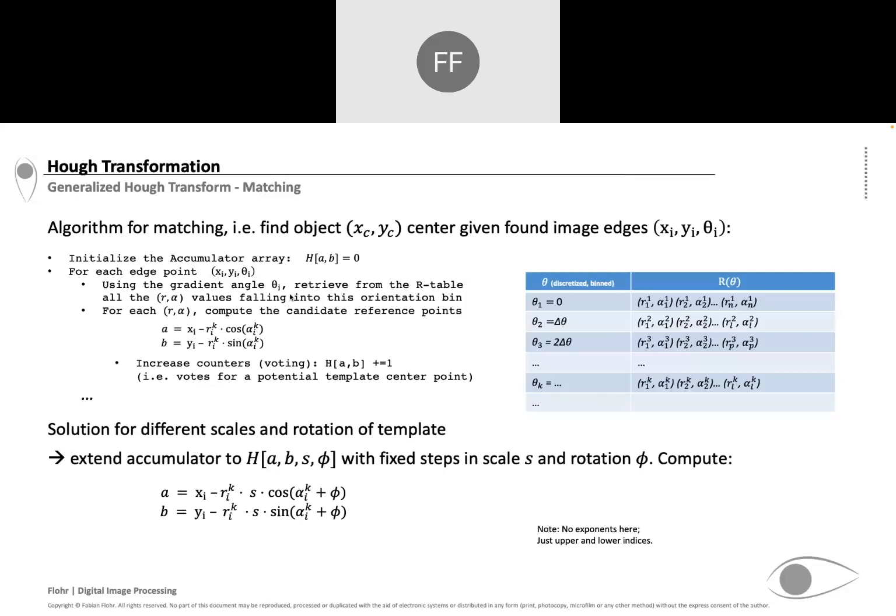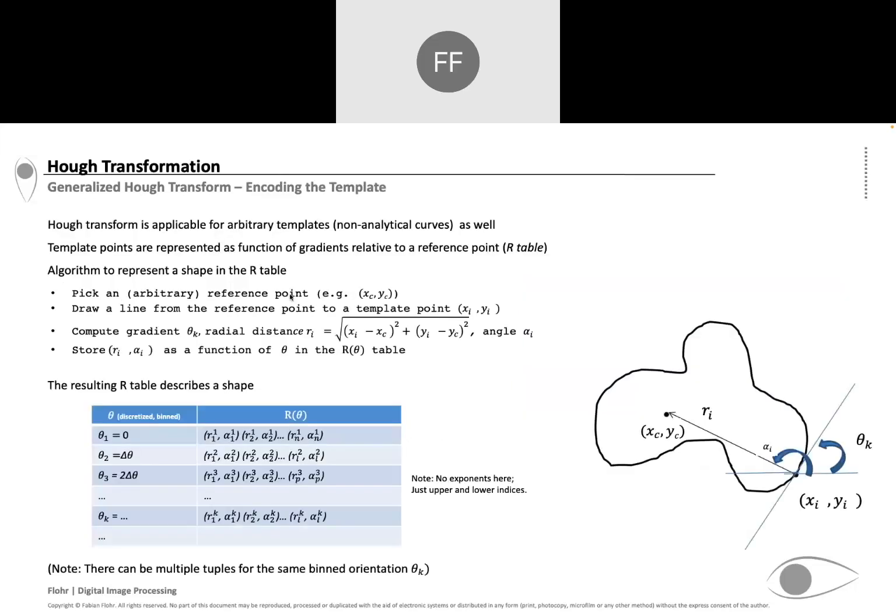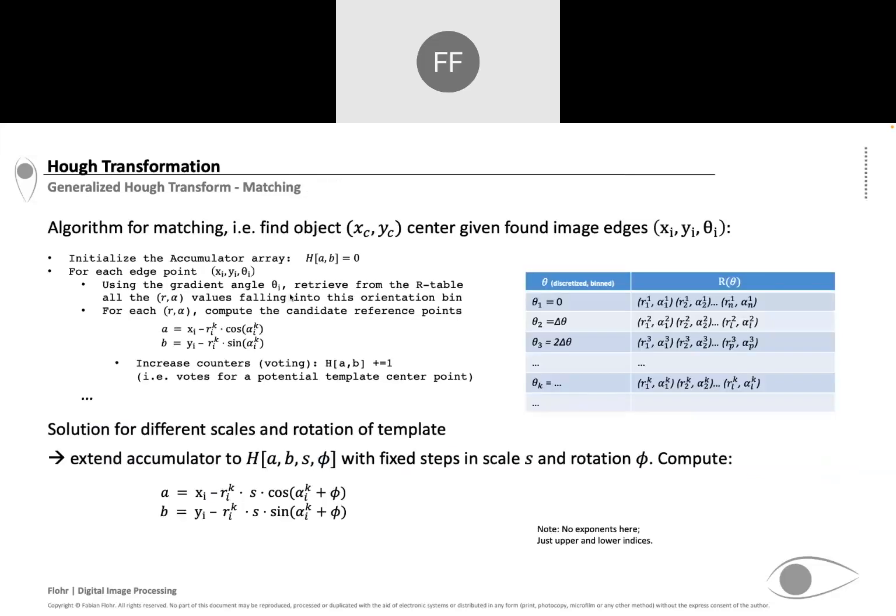And I could also extend that by a scale factor, right? And also by a rotation factor, right? Then instead of having a two-dimensional accumulator array, I would have a four-dimensional accumulator array, but I would also cope with different scales and different orientations of this template. And this particular generalized Hough transformation makes it interesting also for more complex objects, especially since the number of dimensions that I have now for arbitrary sized and oriented objects is just four-dimensional, right?